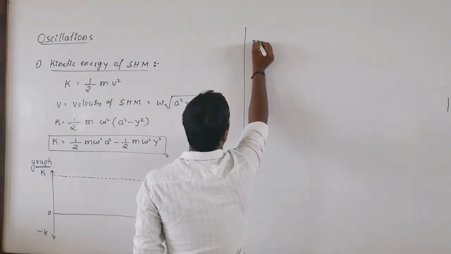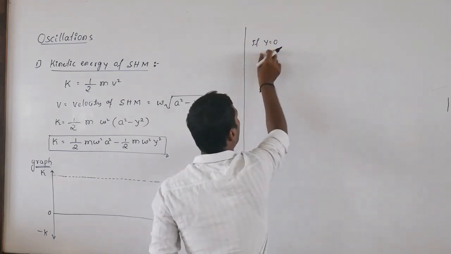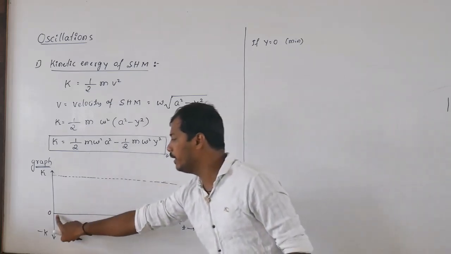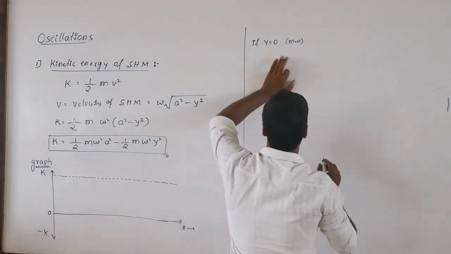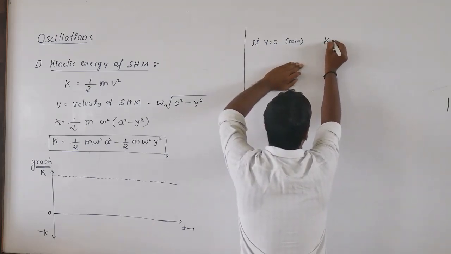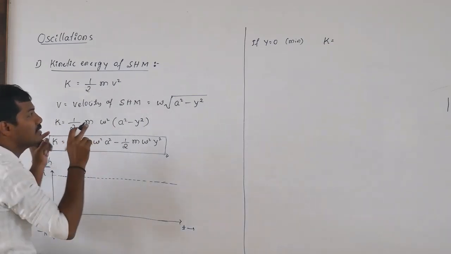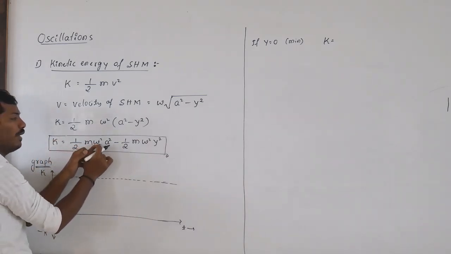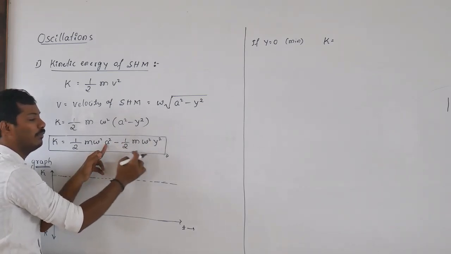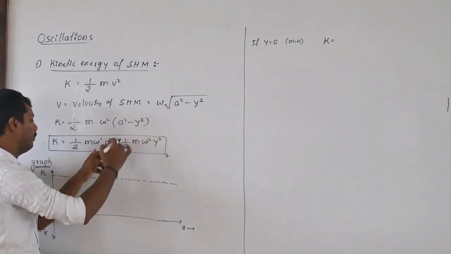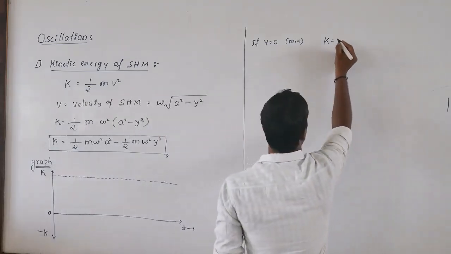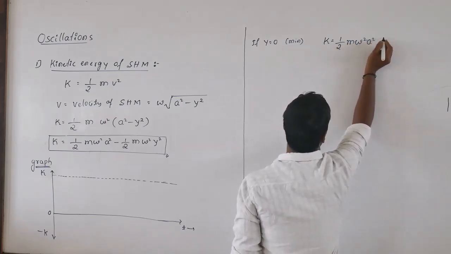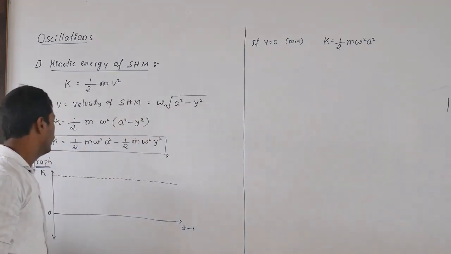First condition: if y is equal to 0, at the mean position. What about the kinetic energy? Substitute y as 0 here. Only 1 by 2 m omega square a square remains, because the remaining term becomes 0. So the kinetic energy is equal to 1 divided by 2 m into omega square into a square.